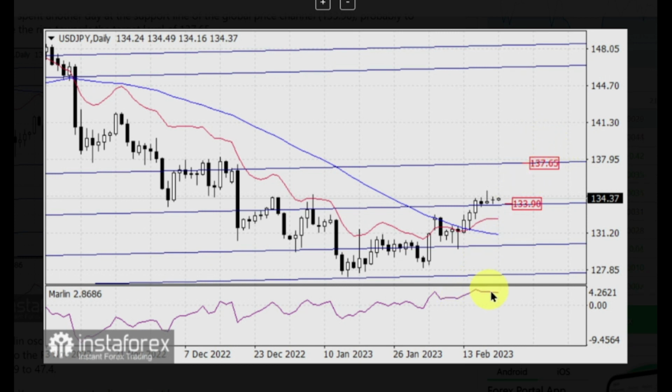The Marlin oscillator is not pointing to a reversal, which is a sign of a future slow rise in price. This may be due to the February manufacturing PMI for Japan that came out this morning and showed a decline from 48.9 to 47.4.